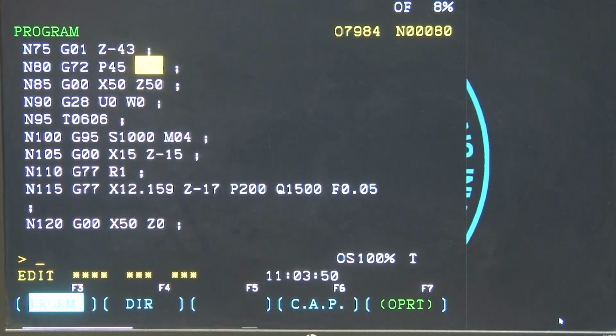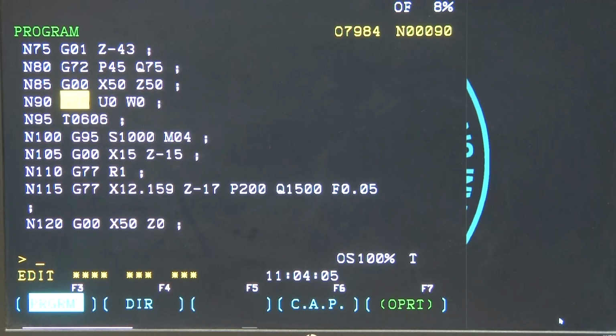For example, what is T0606? That is the tool. What does G95 stand for? What does G77 stand for? G28, for example, in N90. All right, all those things can be found out from the table.